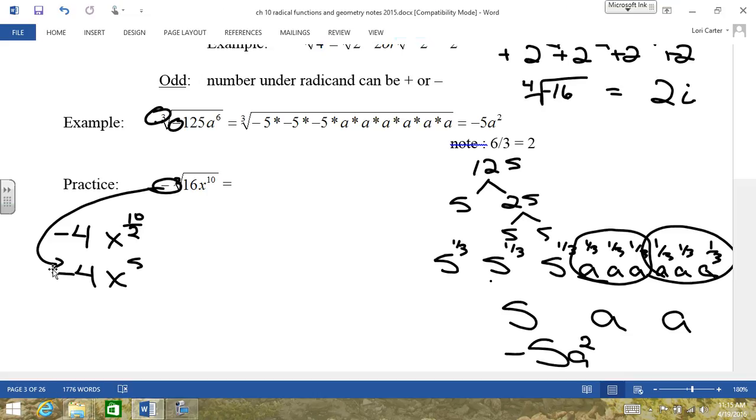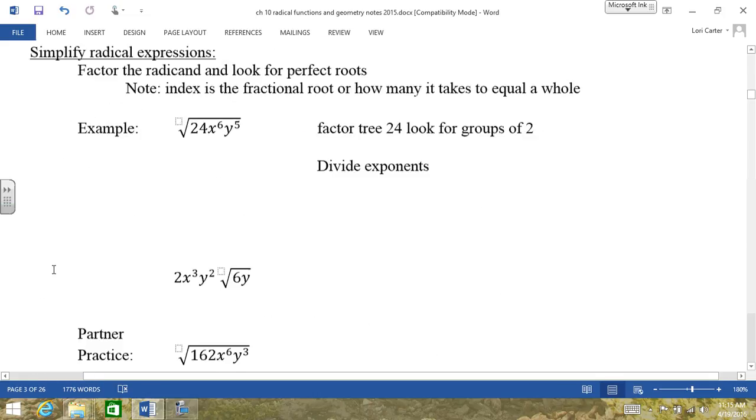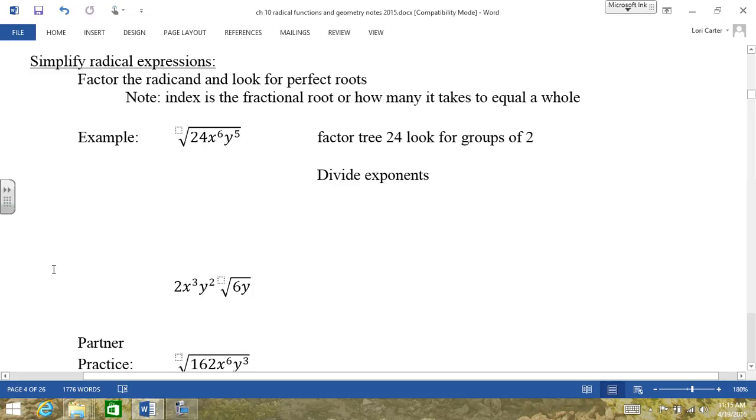Okay, so now you have 2 ways. I don't care which method you use. You pick the one you like, and you do it all the time. Okay, now, things that don't work out pretty.